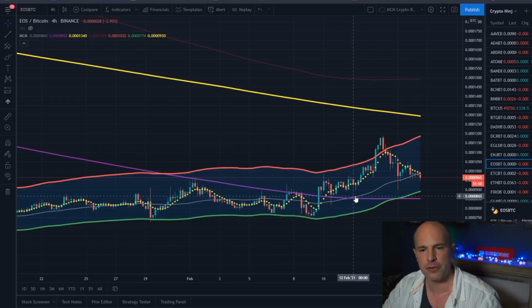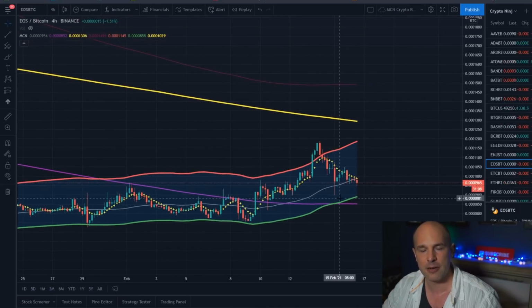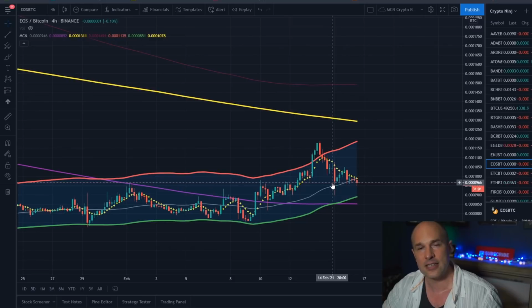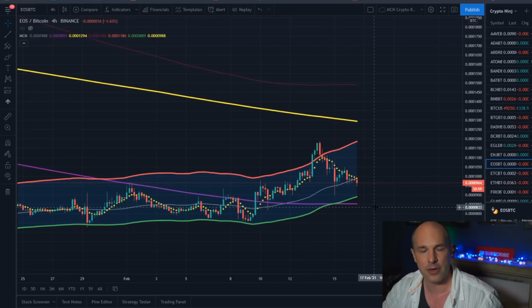It's just broken the 50 there. It's just starting to come up. So what we saw with Decred, that could be how EOS is going to start panning out as well. So let's just say this could be a great time to buy some EOS.